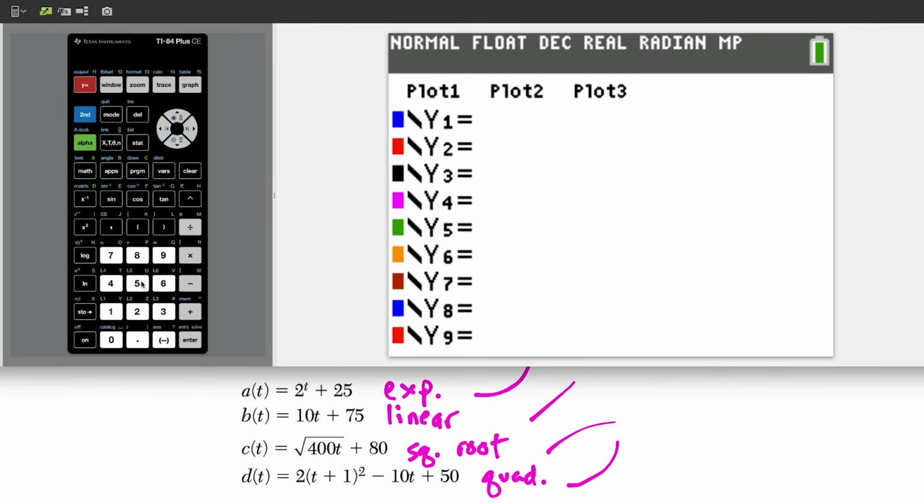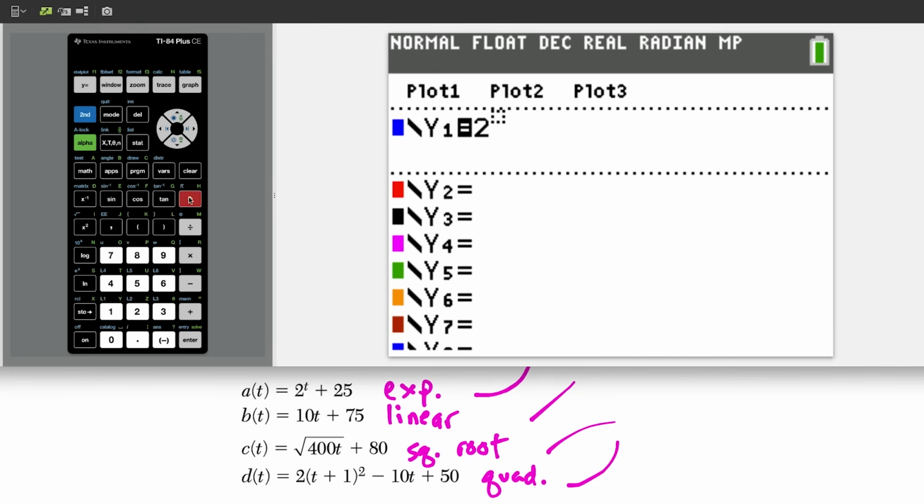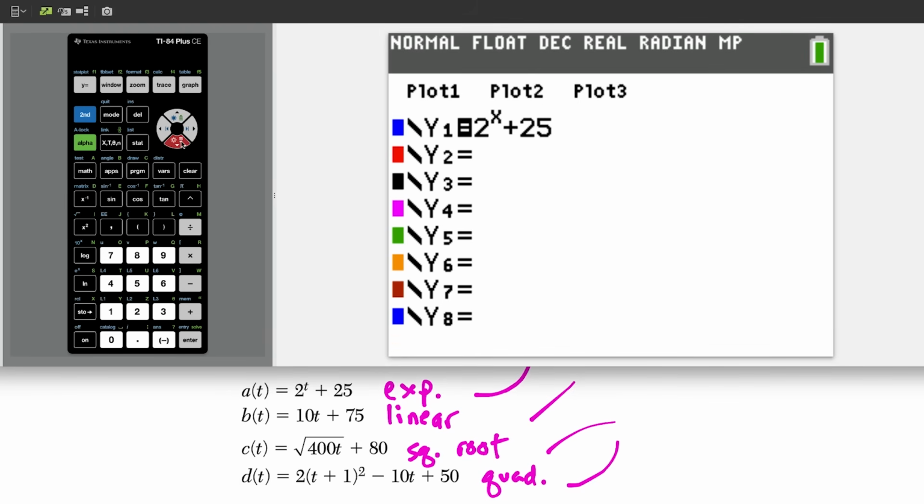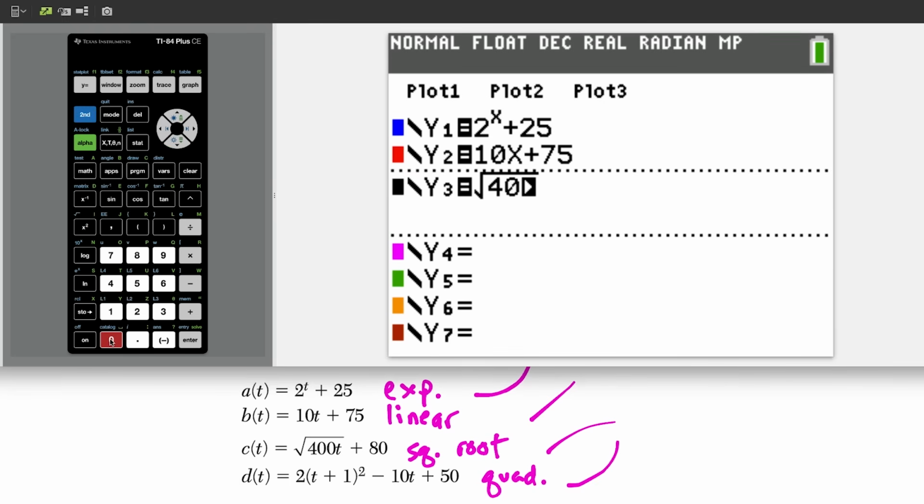We're going to go to y equals, and I have 2, and then the exponent, I hit this up arrow here, and I'm going to put an x, and then I hit the right arrow to get out of the exponent, and then I write my plus 25. And then I go down to y2, and I'm going to type in the linear function, 10x plus 75. It doesn't matter that they're using t and we're using x, because it's just representing the time that goes by. And then square root, I hit second x squared. We have 400t, and then I hit the right arrow to get out, and plus 80.